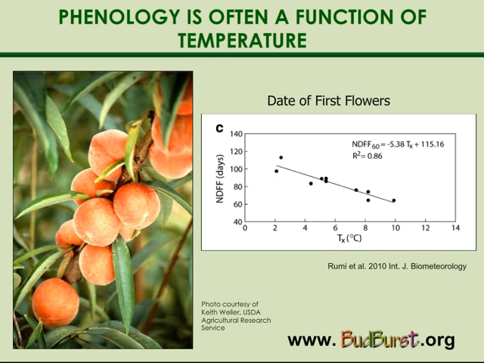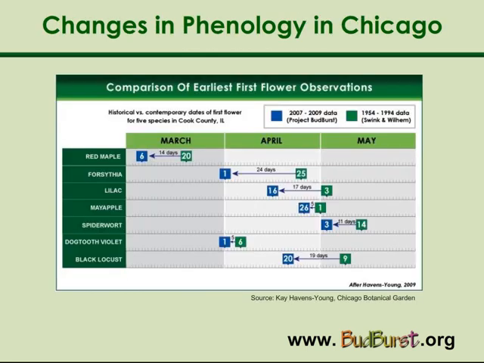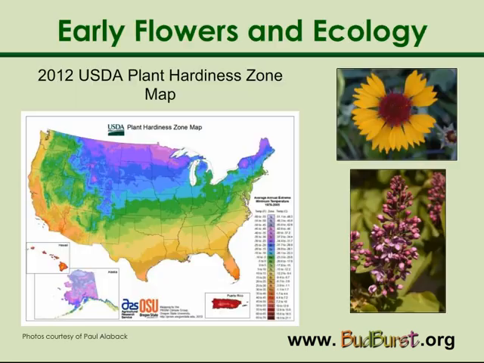If you increase average temperatures, then plants should flower earlier. In this example, apricot trees flower 10 days earlier for every 2-degree increase in average temperature. In fact, we have seen all over the Northern Hemisphere that plants are flowering earlier. Here is an example from Chicago where data collected from 1954 to 1994 were compared to data collected by Project Budburst volunteers from 2007 to 2009. This shows that plants are flowering an average of 10 to 20 days earlier than they did historically.